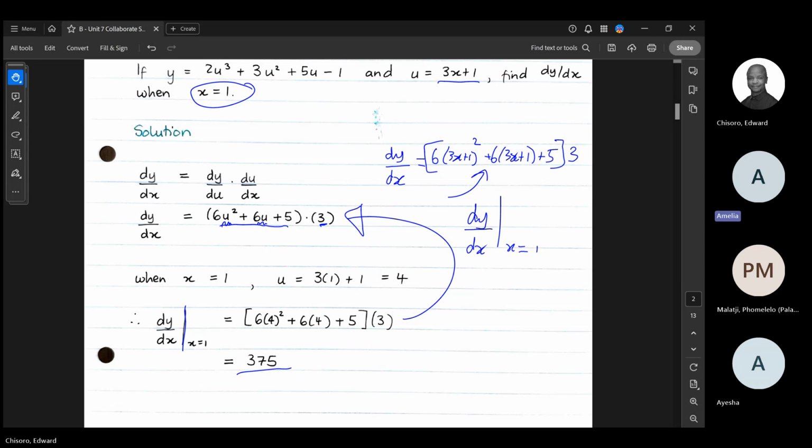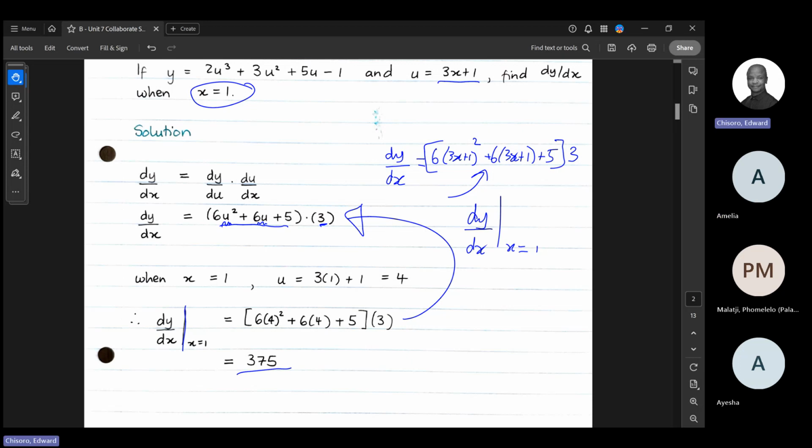substituted u into the x, would you work the brackets out first? So when you have 6 multiplied by 3x plus 1 all squared, would you work that squared bracket out first, or would you multiply by the 6 first? Or does it not actually make a difference?